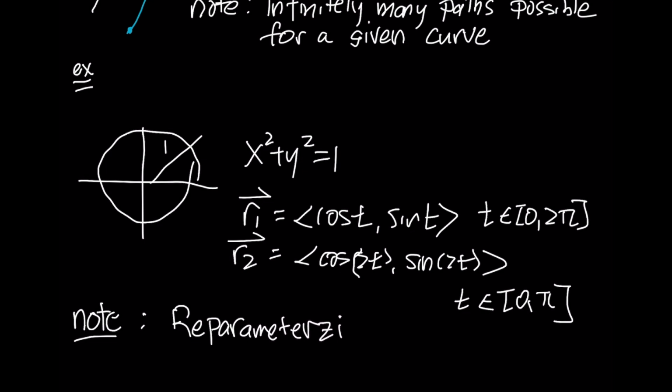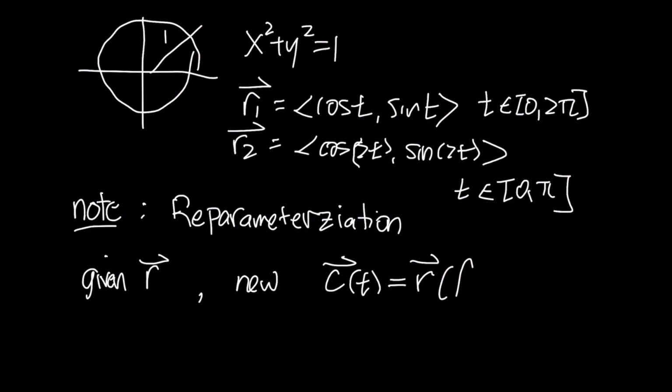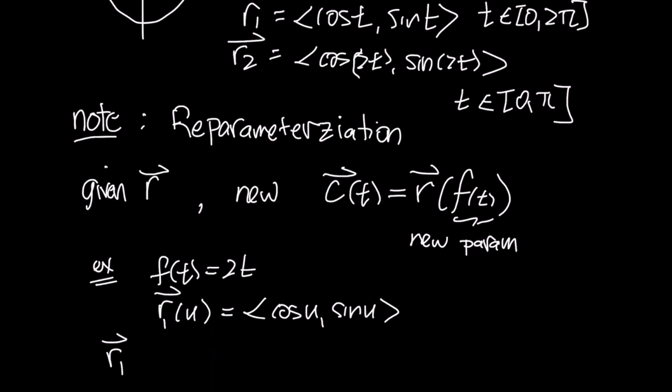Given one path function like this, r of t, you could create a new path. You could take your original path and then input some other function on the inside. So you could think of this as the new parameter. Now, in the example above, we had this function as 2t, and the parameterization, let's say r of u, was cosine of u, sine of u. So I took r of 2t, and that's how I got to the second parameterization.